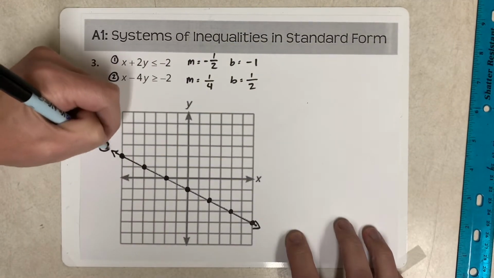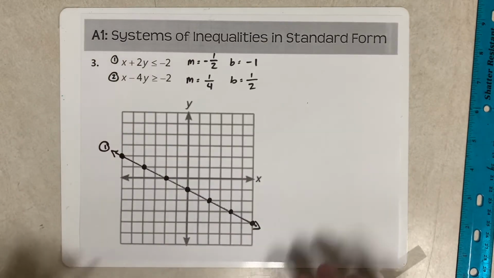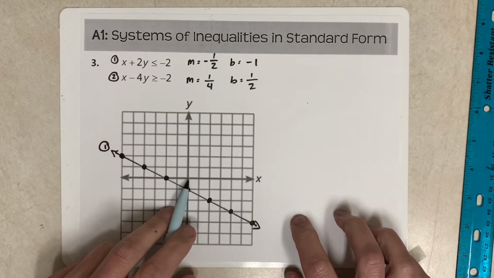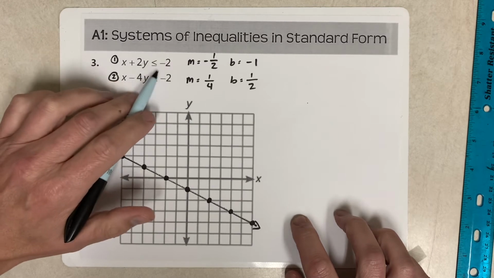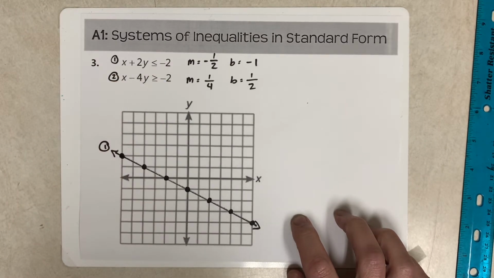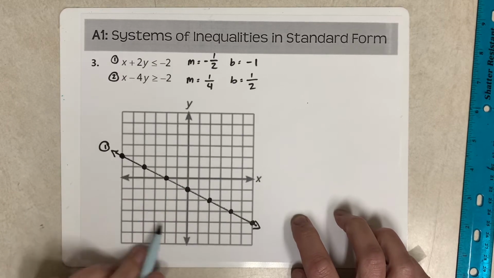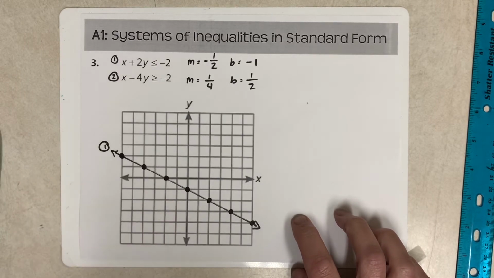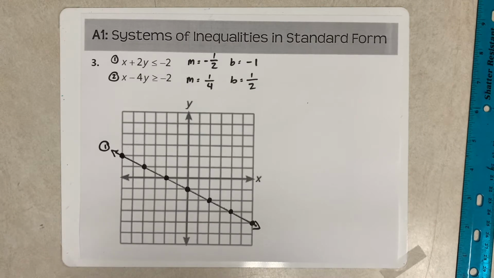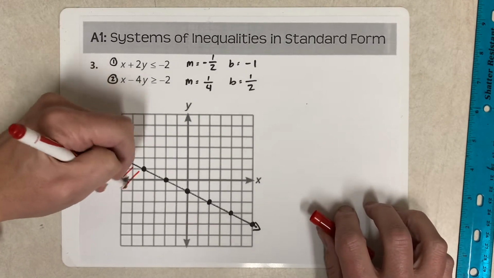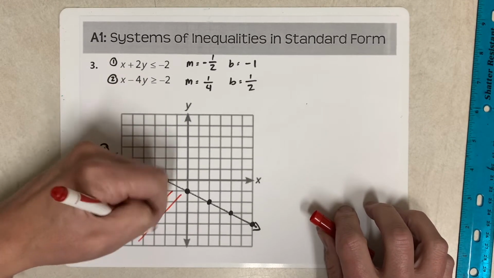So this is the first one. Shade above or below? Well, let's look at the origin. Is 0 less than or equal to -2? No, 0 is greater than -2. So we need to shade below that line here. So I'm going to shade below. I'll use red to shade below for this one.